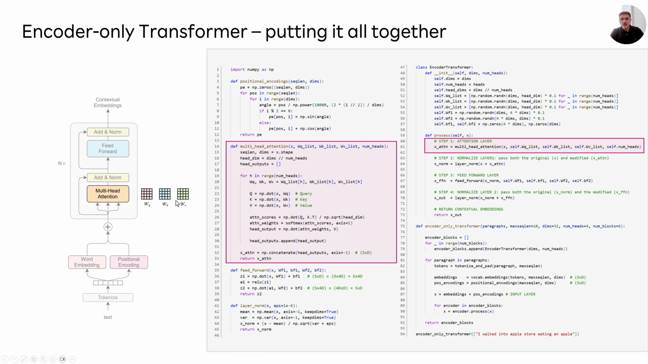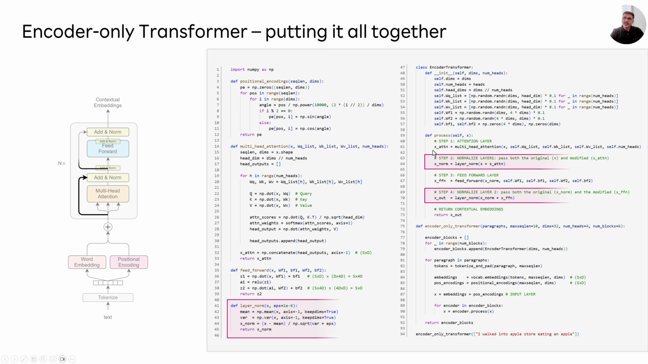You do that for every head and then you concatenate it at the end and you get your attention weighted context aware embedding matrix, which you call X attention. That comes out from this layer here. So what comes out of the multi-head attention is this attention weighted context aware embedding. Now you pass that through layer normalization. But what do you pass?